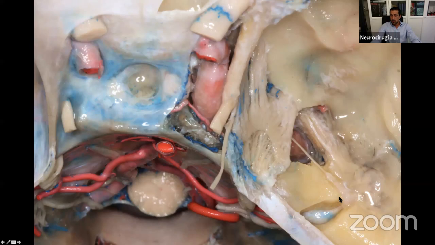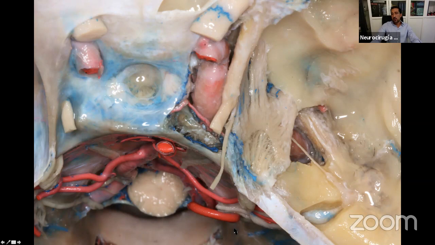So in this corner, we will find the semicircular canal. So the arcuate eminence is located here. And medially, we know that the apex of the petrous bone can be removed, can be drilled to open a window as an anterior petrosectomy to approach pathology located in the posterior fossa.